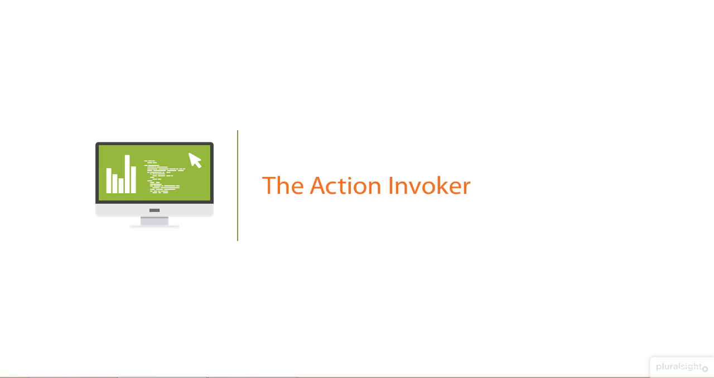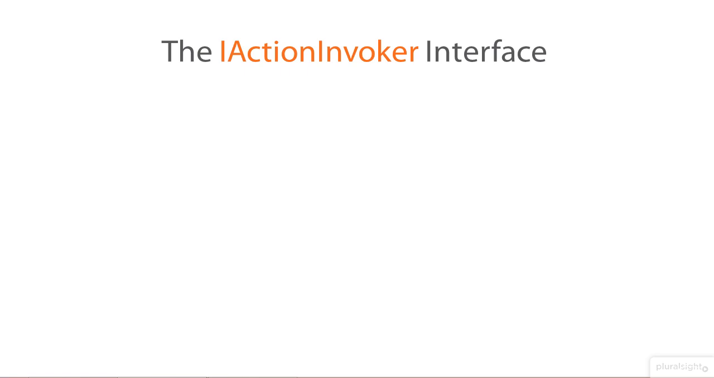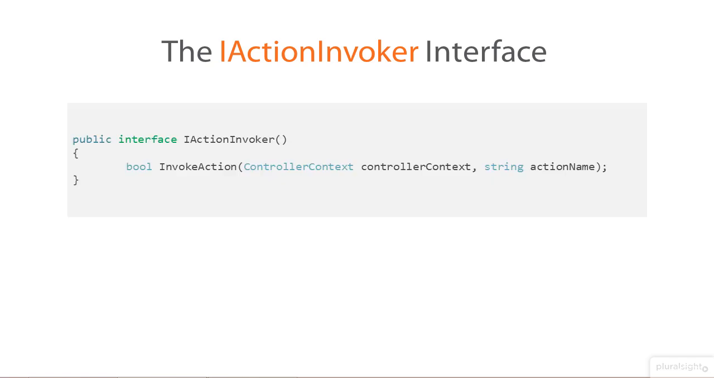The action invoker follows the same pattern as a lot of other MVC components. It's implemented through a fairly simple interface with only one method that's called invoke action. Using this interface, you could create your own version of an action invoker that handles requests in its own way. In my experience, creating a custom action invoker is actually a pretty rare occurrence.